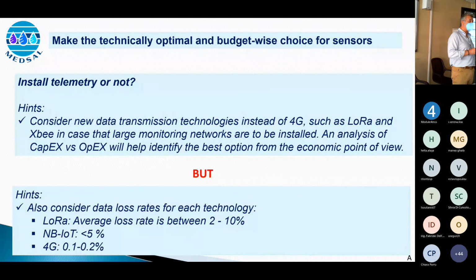However, you need to know that the more technology advances, the better the protocols become, and lately, some of the LoRa provider companies have improved their protocols, claiming that the data loss is reduced to a maximum of 1%, thus making them very competitive to the other two solutions. Next one, Vasilis.